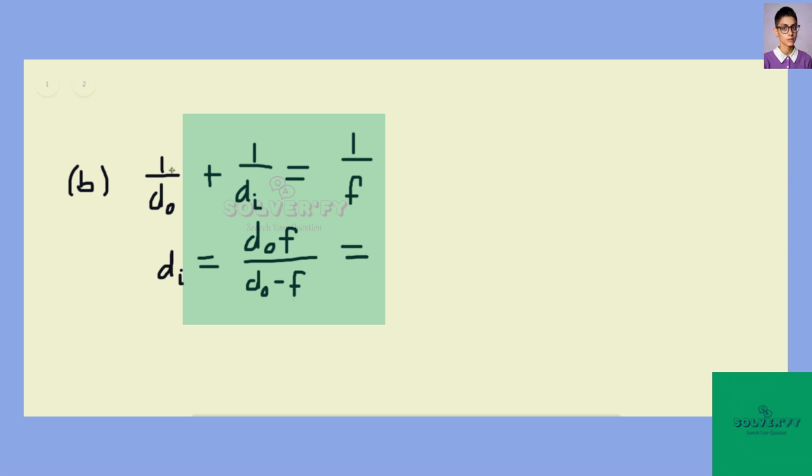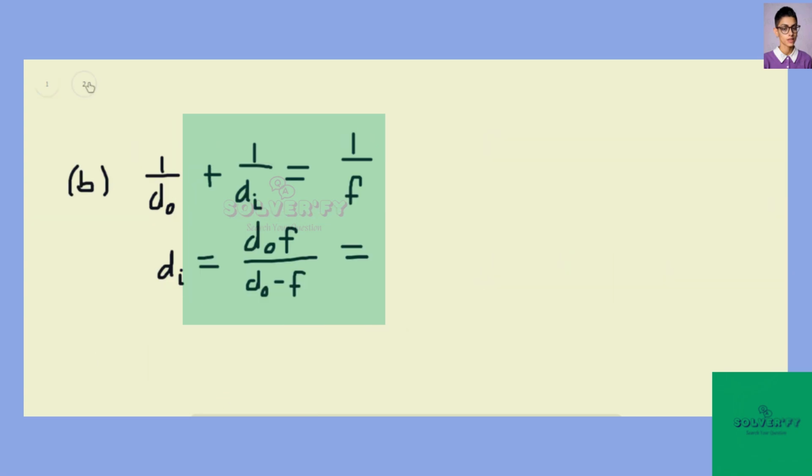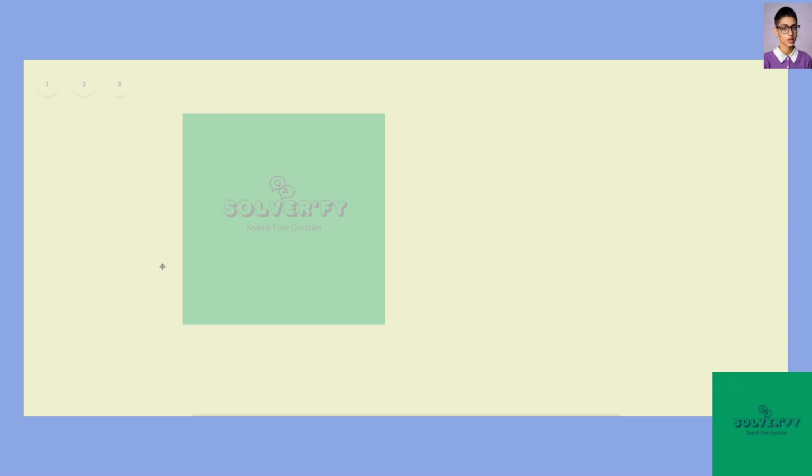So plugging in those values from this previous page for d naught and f into our equation, we find this is equal to -5.3 centimeters, which was pretty close to our estimation from part A. We can box it in as our solution for part B.